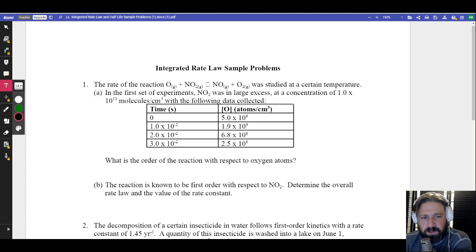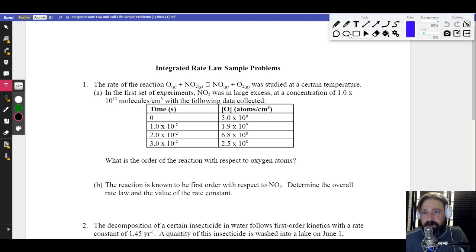So let's go on with this. How do we figure this out? What is the order of this reaction with respect to oxygen atoms? Anytime you see time and then concentration, this is going to be using the integrated rate law for these guys. And remember, the way you can tell using the integrated rate law if something is first, second, zeroth order is how these guys look on a graph.